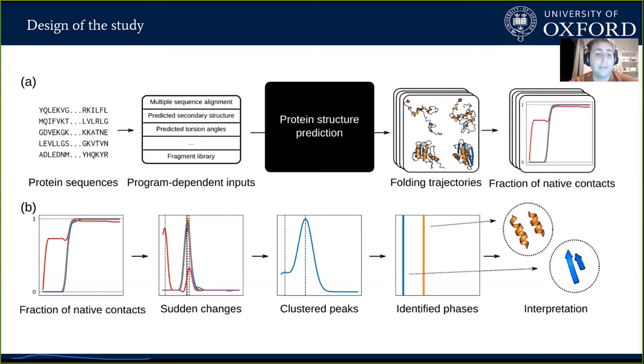Then, in order to analyze those curves, I simply look at the parts of the trajectory where I see maximum changes. When does a protein collapse? When does a particular interaction between two secondary structural elements form? I cluster those interactions and I identify phases of folding.